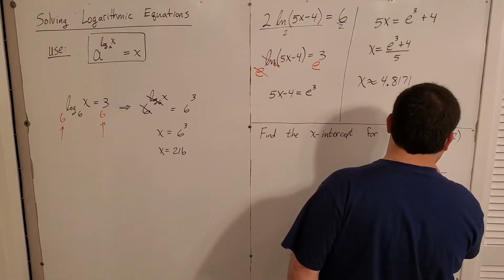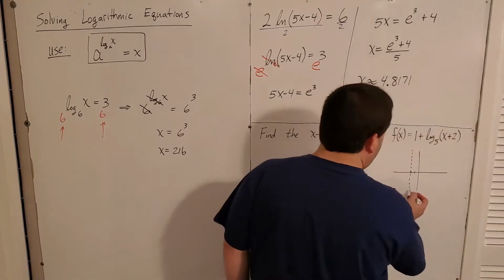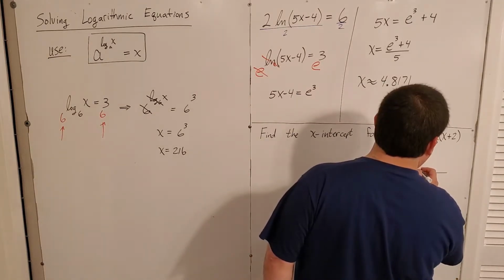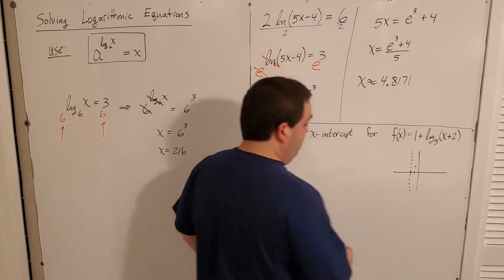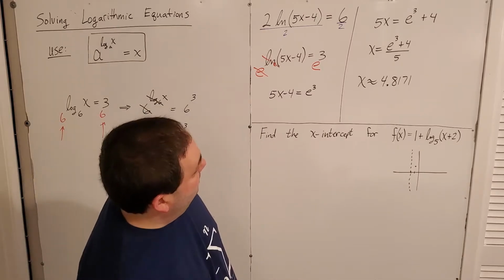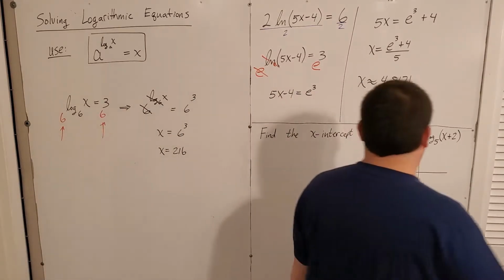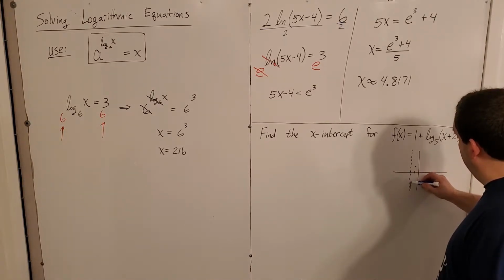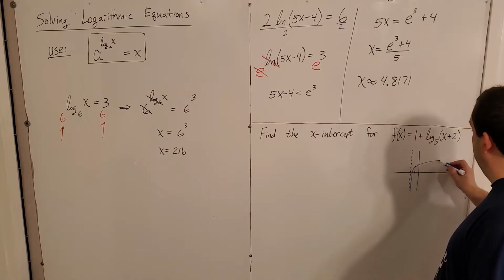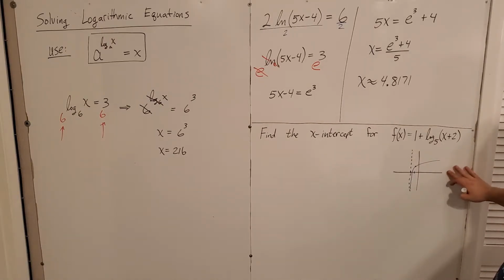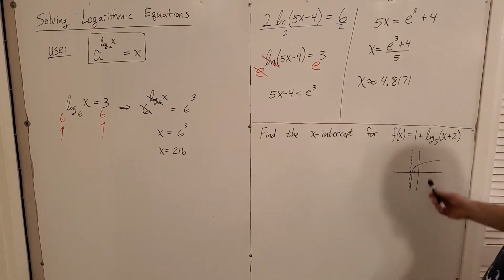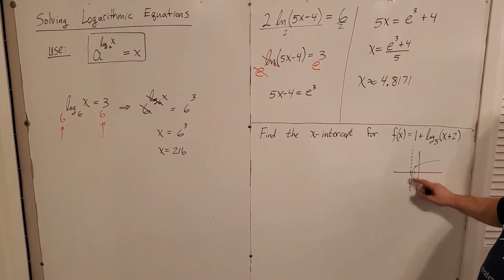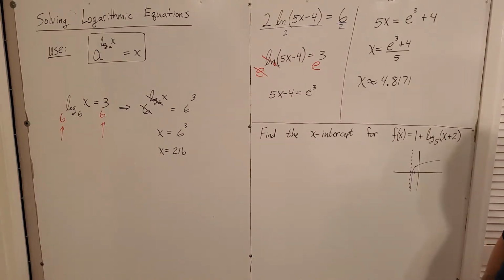So negative 2 should be my vertical asymptote there, right? And it's been shifted up 1 also. So my new center is there. And let me just draw in the shape. Something like that, right? Okay. So if my graph is somewhat accurate, we're expecting something in between negative 1 and negative 2 there.